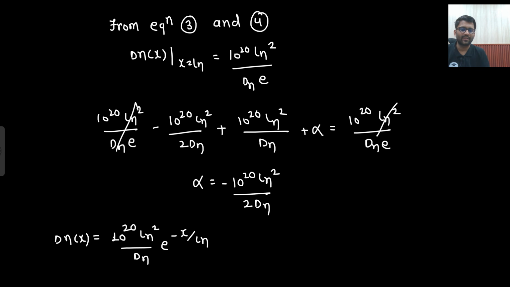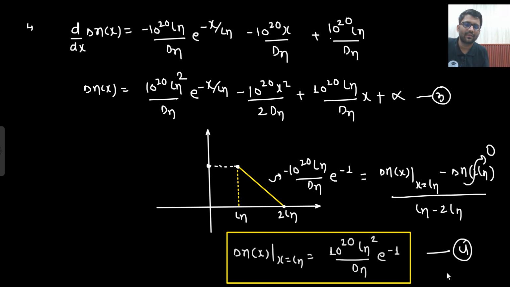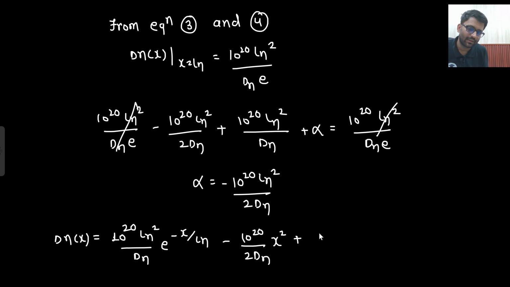This is not the complete expression. This is the complete expression. This is the complete beauty of this equation: 10^20 divided by 2Dn times x² plus 10^20 Ln by Dn into x minus 10^20 Ln² by 2Dn.